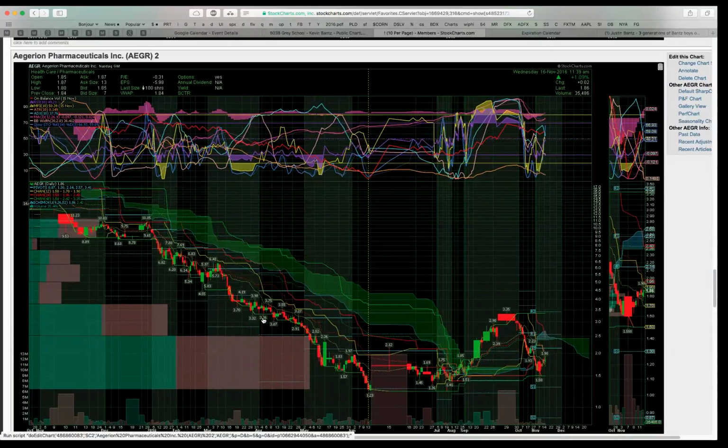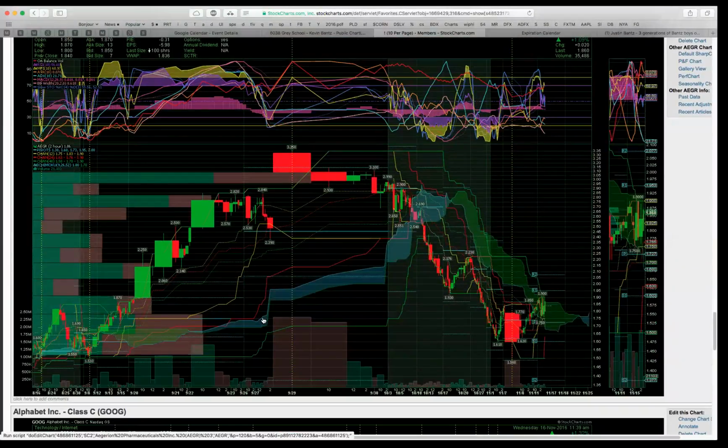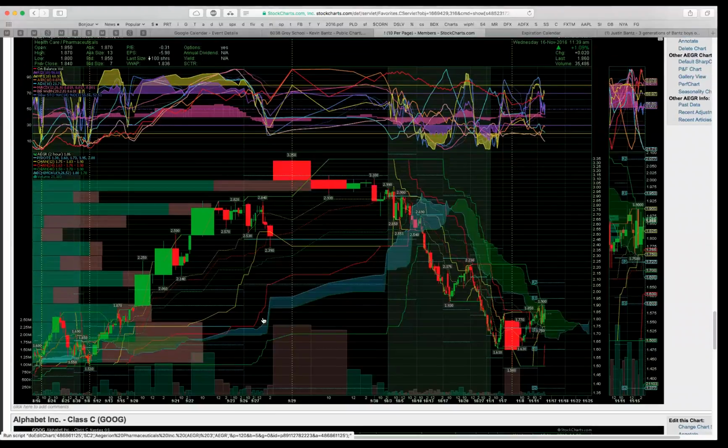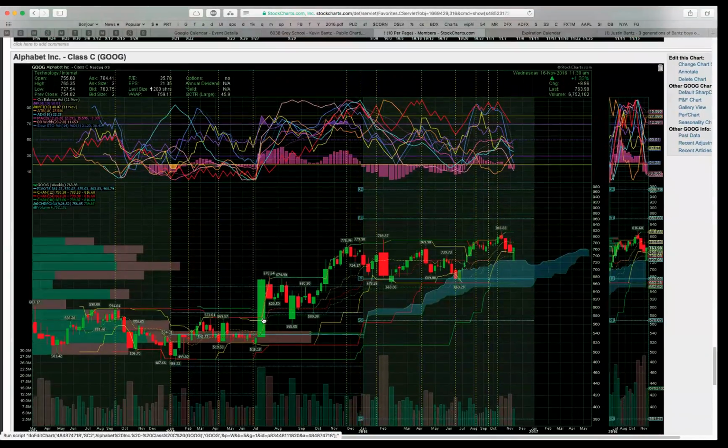Okay, get the dollar to come off here. Let's see how that works out. Probably my gold will probably bounce up, right? Let's get some crowding going on. Alphabet, the whole Goog deal.